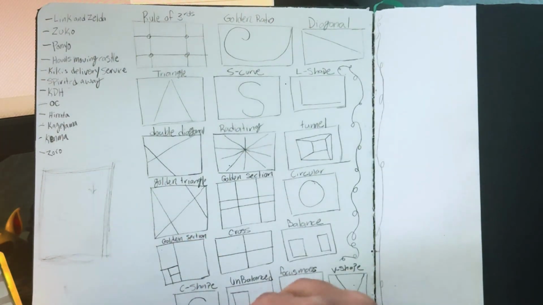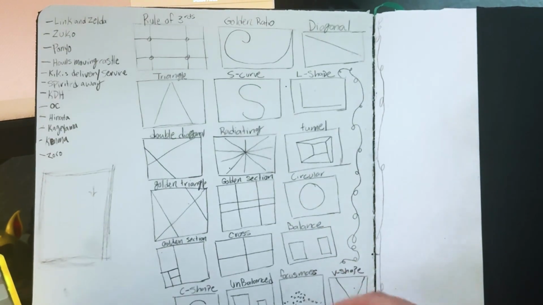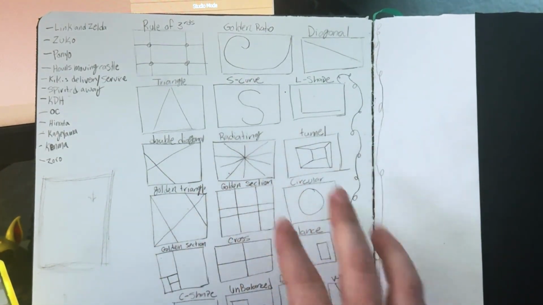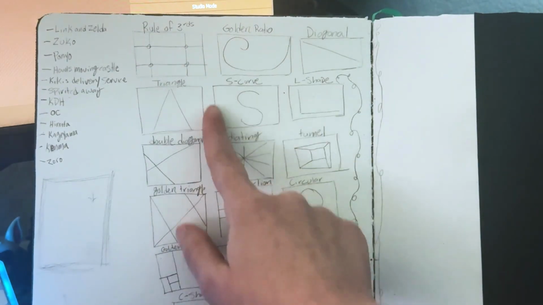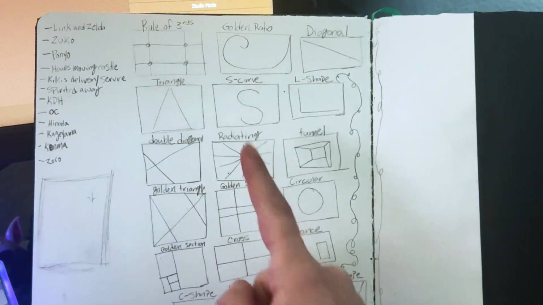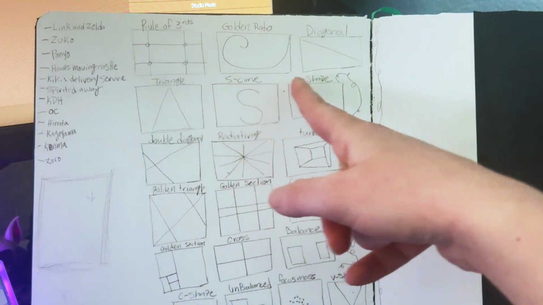I just mapped out what all of the compositions were, and I also looked at references of them being applied in art. Obviously we have some classic ones, the rule of thirds, the golden ratio.